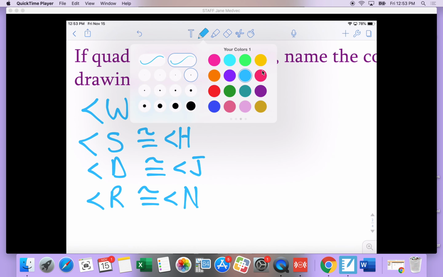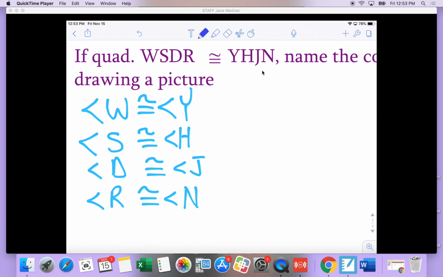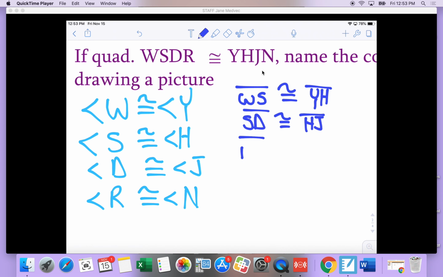That's right. So the sides are not, or I should say the angles are pretty easy. The sides can get a little bit trickier. So I'm going to go WS is congruent to, so I'm picking these two. What would be the ones that are congruent on the other one? Yes, YH. Okay. Now let's name the next one. So SD is congruent to HJ.